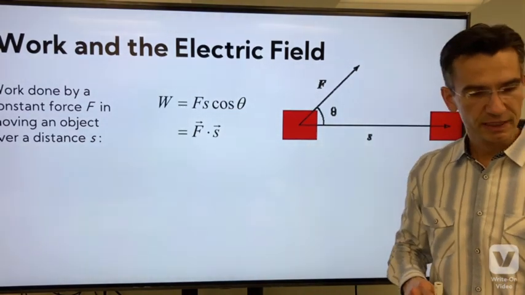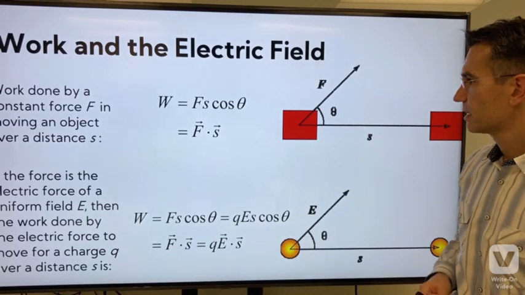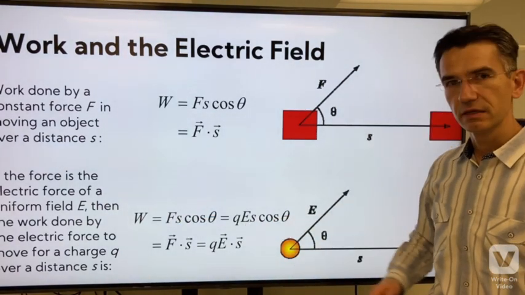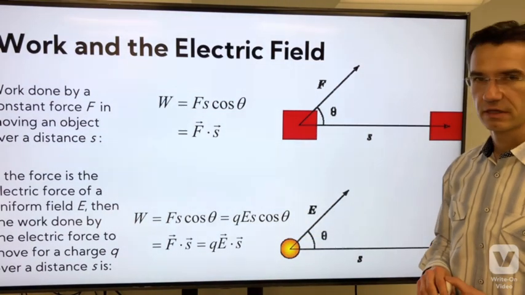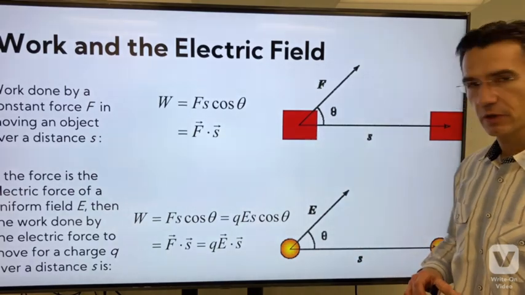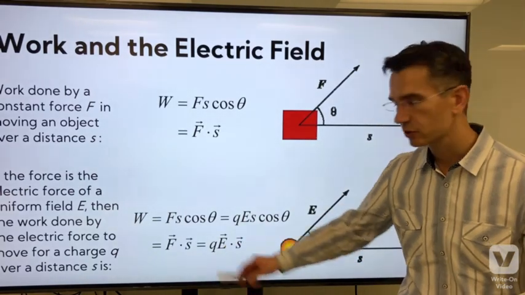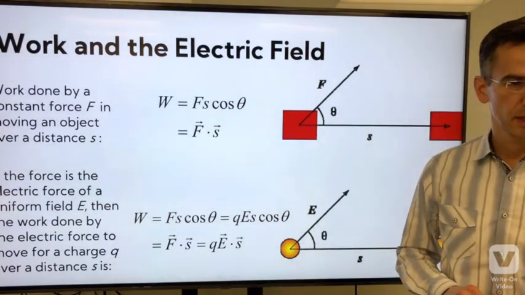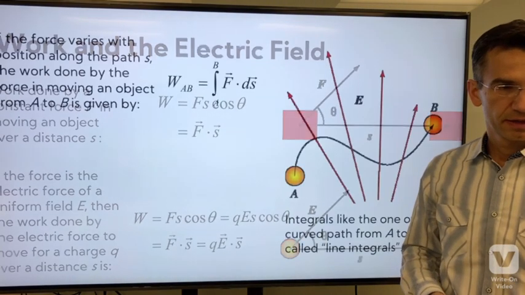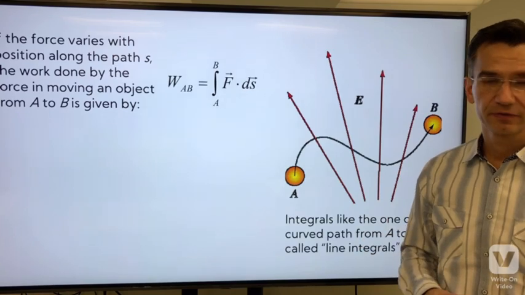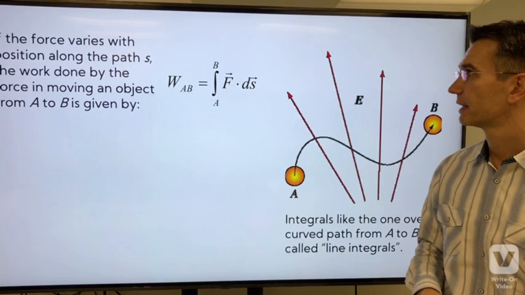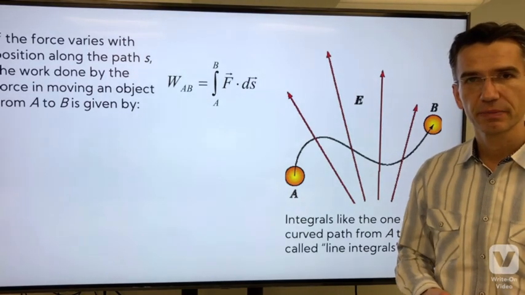If we're dealing with an electric force, then our expression for F will be Q times E, the charge times the magnitude of the electric field. And we have very much the same expression now, where the vector F for the force is Q times E. Now, if the force varies with position along the path, or if the path itself is not a straight line, then we have a somewhat more complex expression.